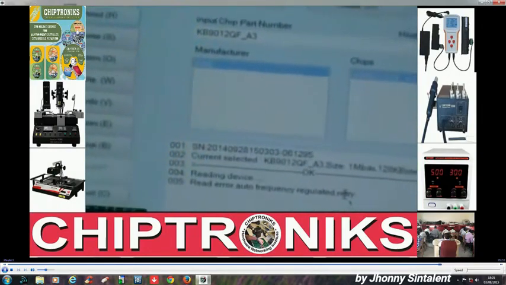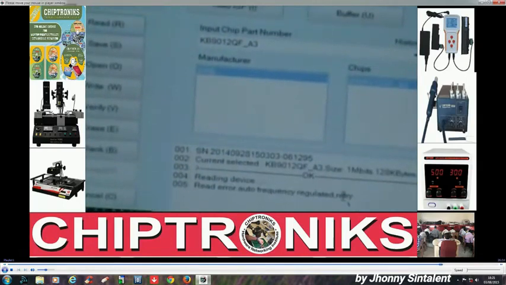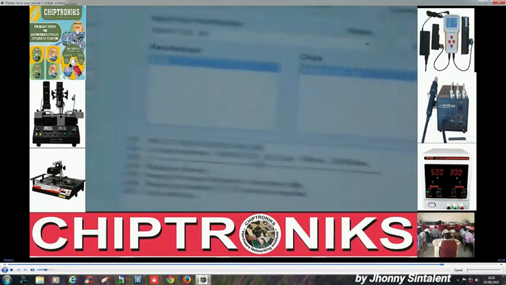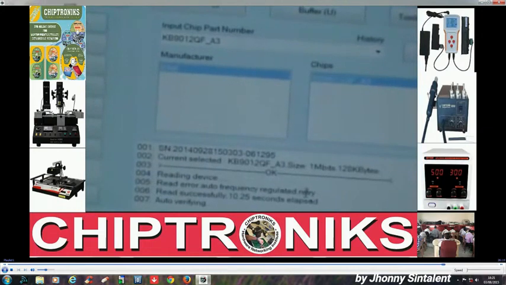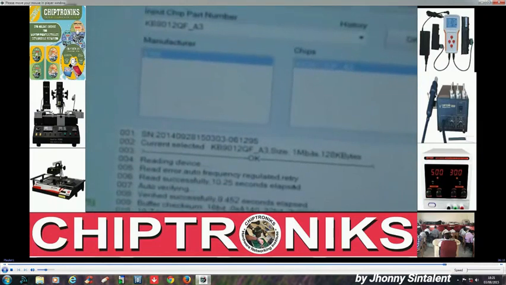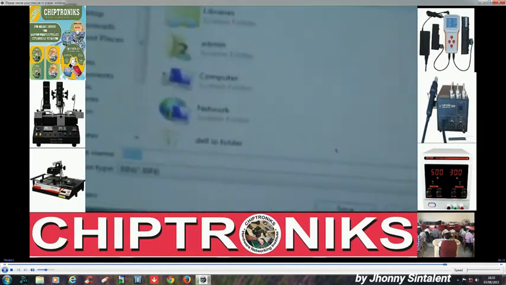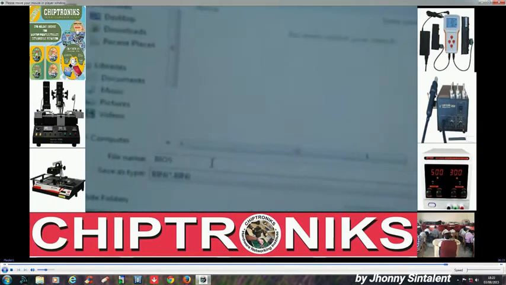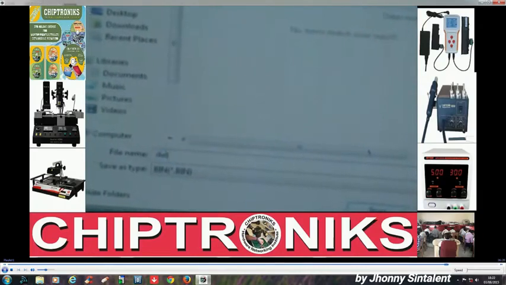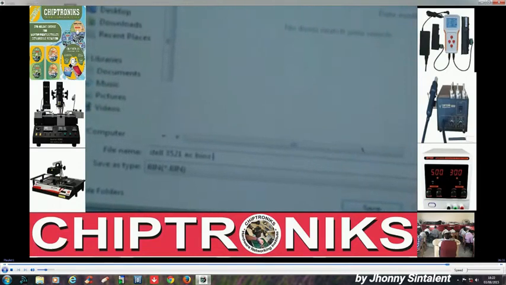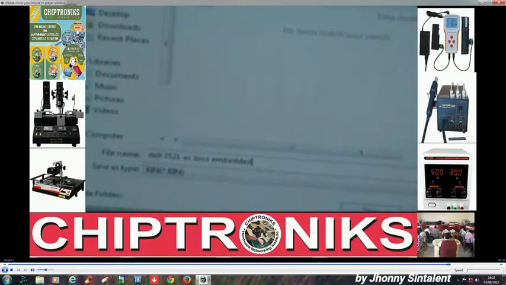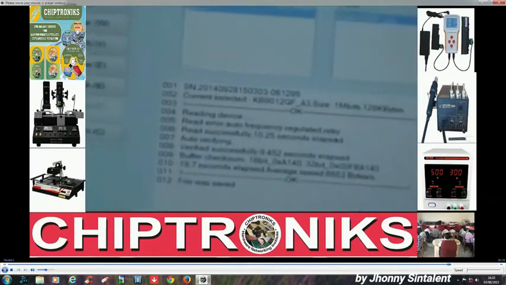That is, this programmer is basically used for programming the LCDs, but we are using it to program the motherboard IO controller. So a little frequency matching has to be done, but this is not needed, and you can see it has already read. And now we can save this file. So we save it in the Dell IO folder with the name Dell 3521 EC BIOS embedded, and you can see we already saved it.